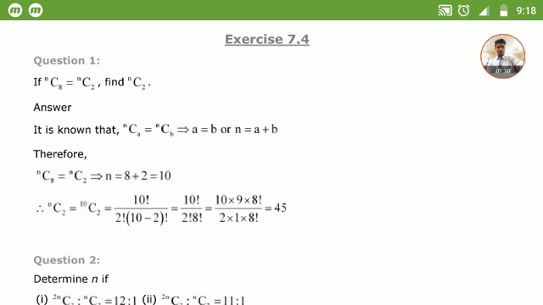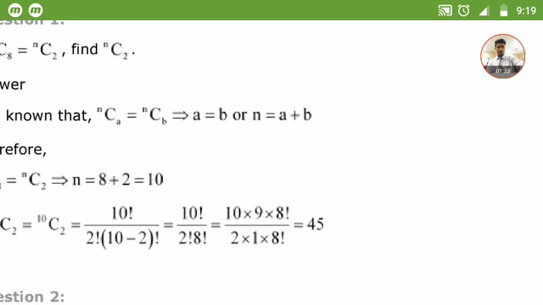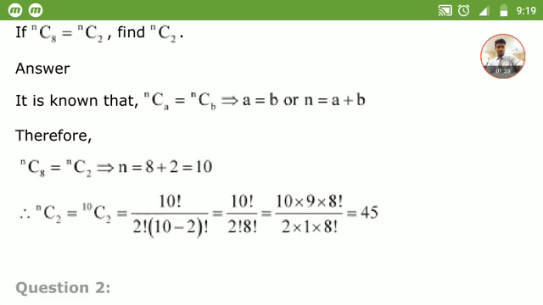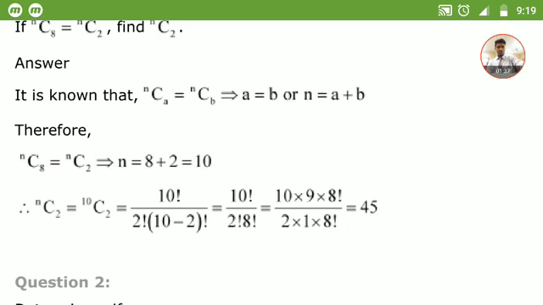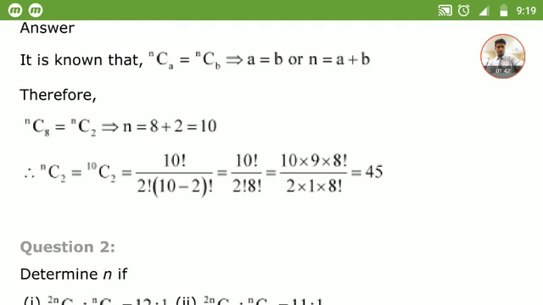Now moving on to the C part, combination part. 8C8 equals 8C2. Now this is a theorem when the prefix is the same: you have a equals b or n equals a plus b. Therefore your quantity will be 45. n comes to be a plus b in your denominator part. 8 plus 2 comes to be 10. So 10C2 is given by, you choose whichever is easier, 45.